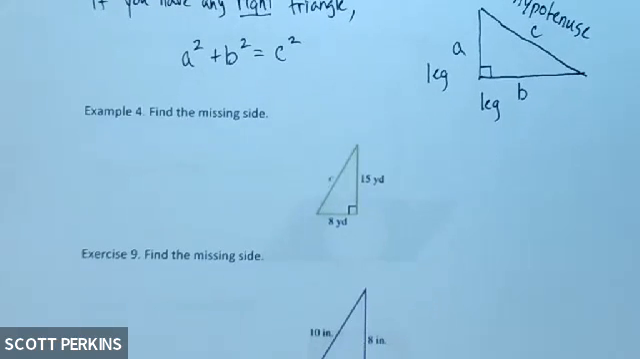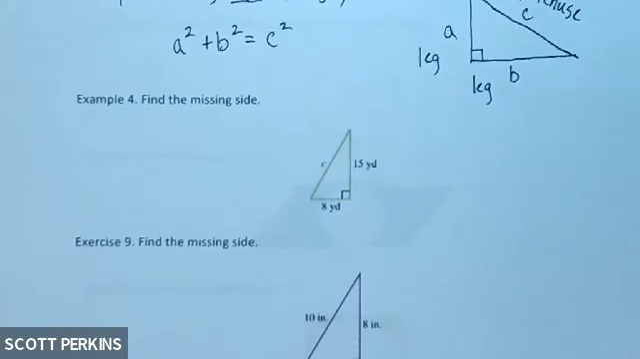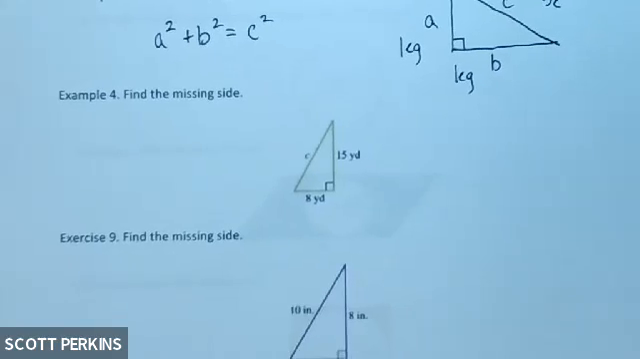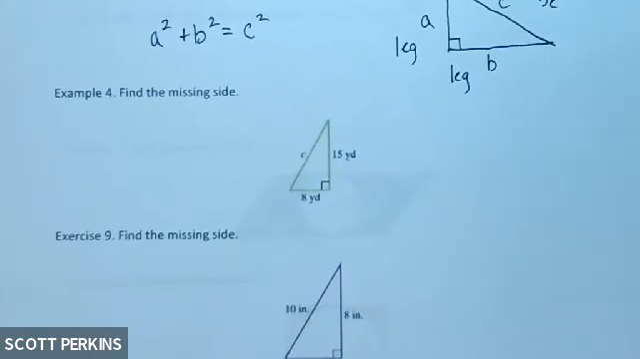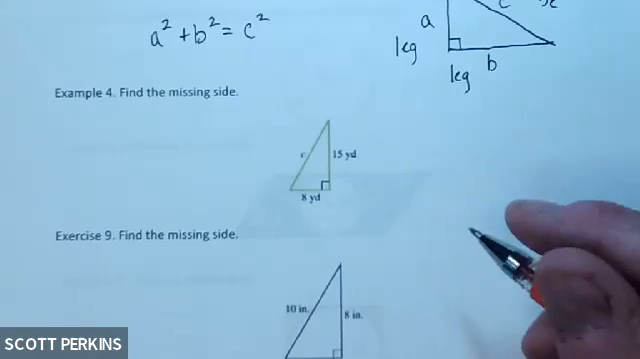So what we're going to do is move down the page and apply this. Here's my example. I'm going to work example 4 with you. All we're going to do here is figure out the missing side. In example 4, the missing side is the hypotenuse. So let's just go ahead. Tell me, what's one of the legs that I'm going to square?